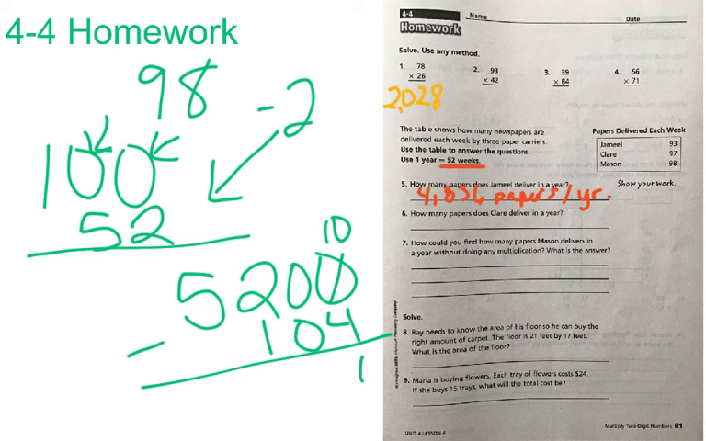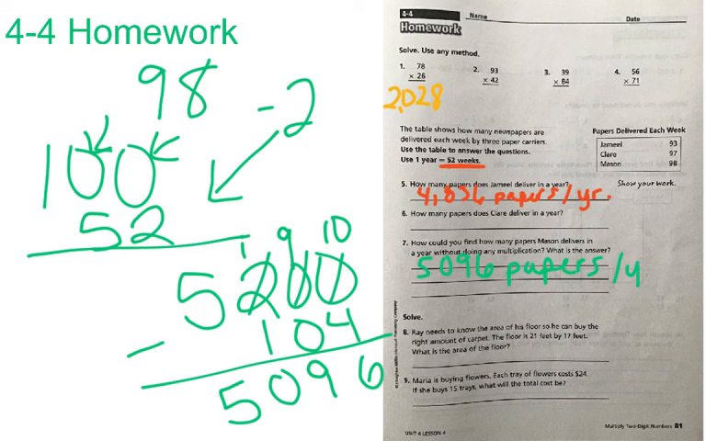And I could just then subtract. 10 minus 4 is equal to 6. This 10 becomes a 9. 2 becomes a 1. 10 minus 4, 9 minus 0 is 9. 1 minus 1 is 0. And 5 minus nothing is 5. So he would deliver 5,096 papers per year. And you could do it just by using some addition and subtraction.